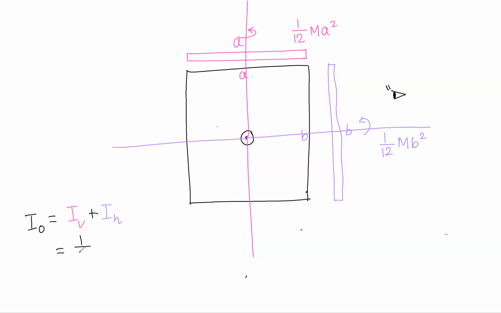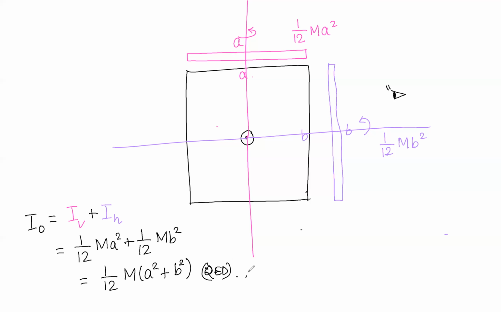So how much will this be? 1 by 12 m into a square plus 1 by 12 m into b square. So how much is that? 1 by 12 m into a square plus b square. Proved. So the moment of inertia of a square plate, or any rectangular plate, is 1 by 12 m into a square plus b square. That's the proof. So this is your proof.